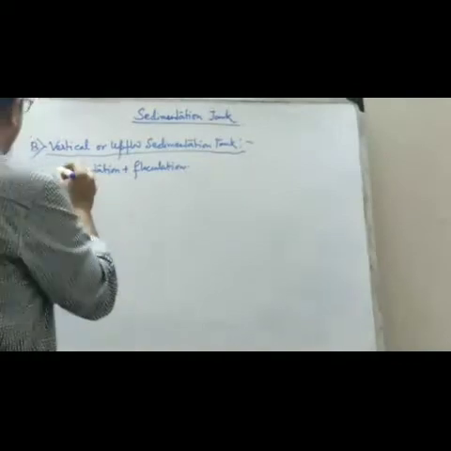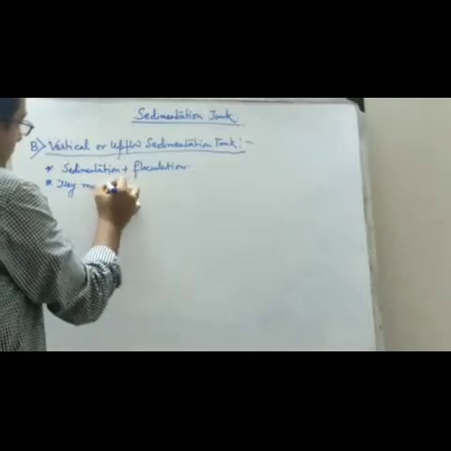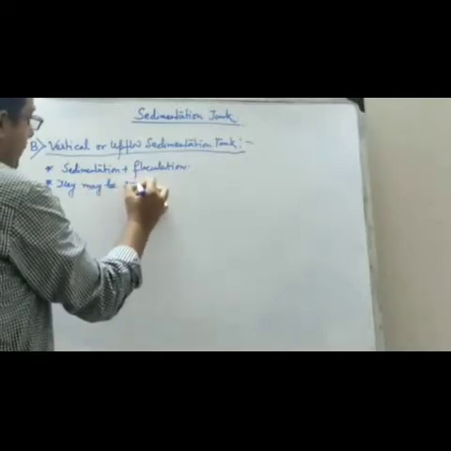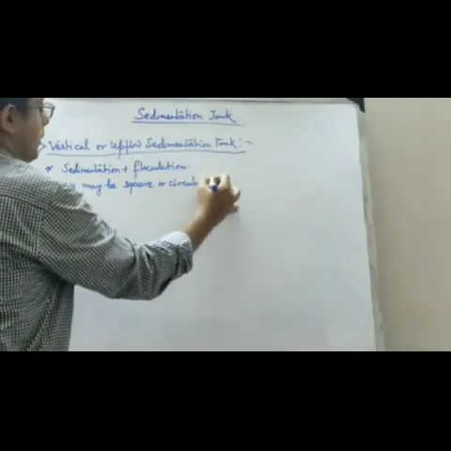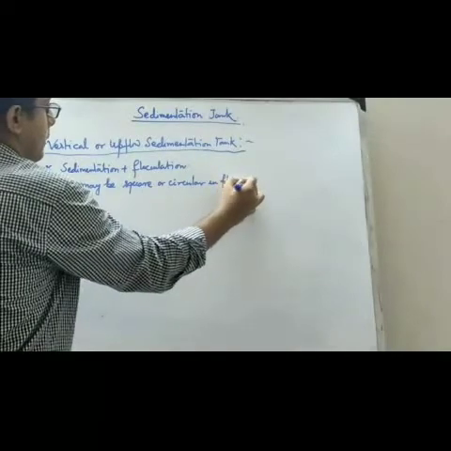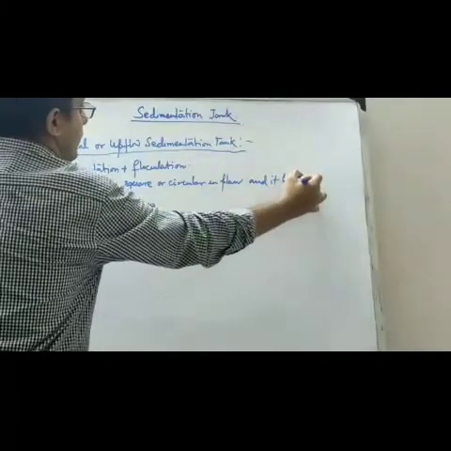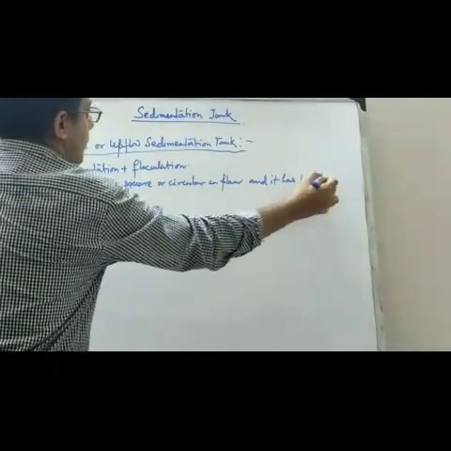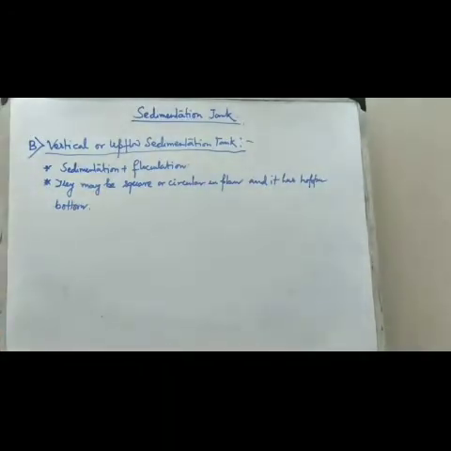So please write down the second important thing, that they may be square or circular in plan, and they have hopper bottoms. Okay, so this is the vertical or upflow type sedimentation tank.